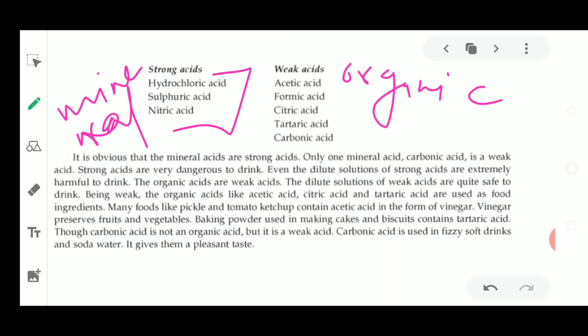Then the organic acids are weak acids. The dilute solutions of weak acids are quite safe to drink. Being weak, organic acids like acetic acid, citric acid and tartaric acid are used in food as ingredients. They are used to make pickles, ketchups and many other foods. Pickles and ketchups contain acetic acid in the form of vinegar. So vinegar is a very good food preservative which is used in packed foods.